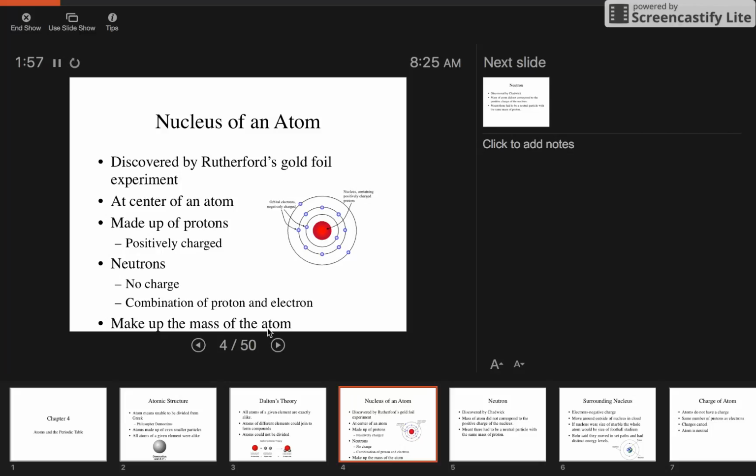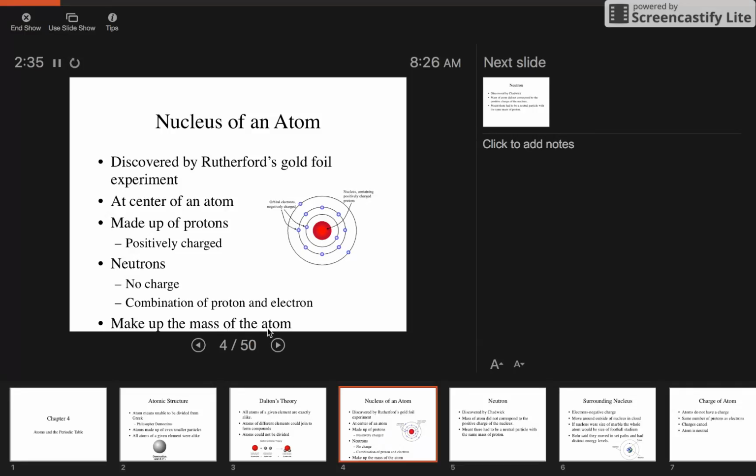The nucleus of the atom was discovered by Rutherford during his gold foil experiment. He used this gold foil experiment to refute what J.J. Thomson had said, and later on we're going to watch a video over the gold foil experiment, so I'm not going to spend too much time explaining it, but basically it just consists of shooting alpha particles at a piece of gold foil. And what Rutherford discovered was that at the center of the atom, there's a very dense but very small nucleus, and that it was positively charged or made up of protons.